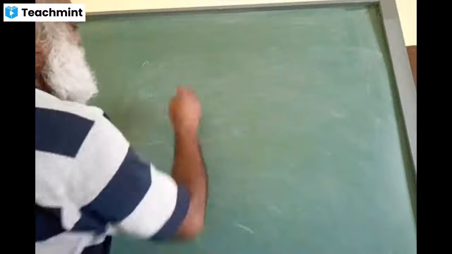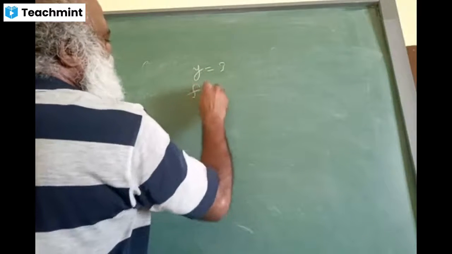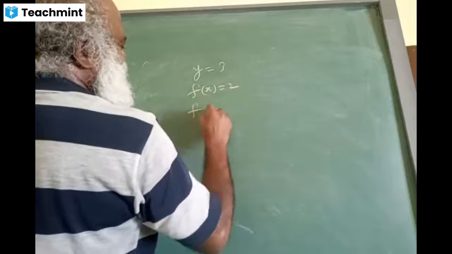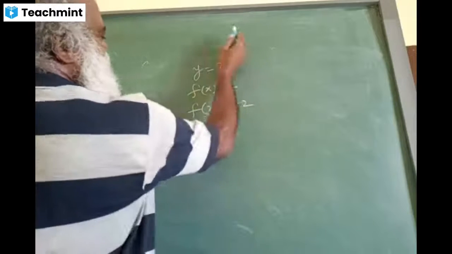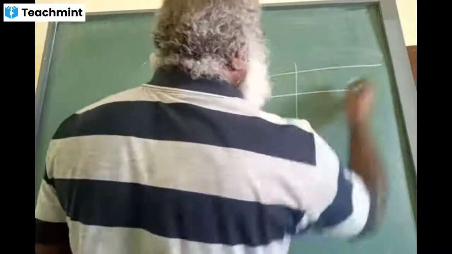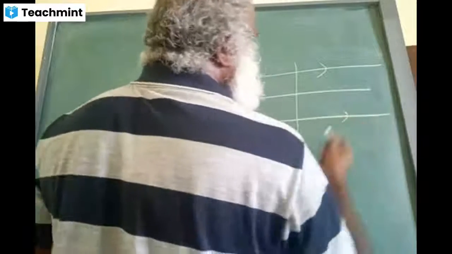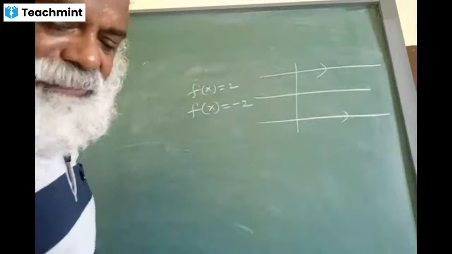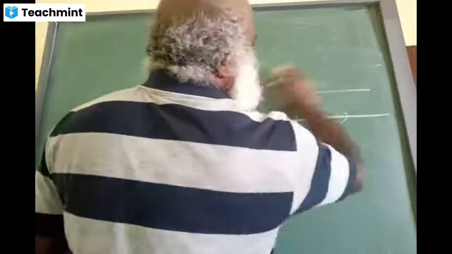Even all constant functions are continuous. Y equal to 3, f of x equal to 2, f of x equal to minus 2. All of them are continuous functions. F of x equal to f of minus 2. How do you draw it? That means y equal to 2. This one, is it not continuous? Any problem? No. It is parallel to the x-axis. It is a continuous line now. No breaks. Therefore, all constant functions are continuous.